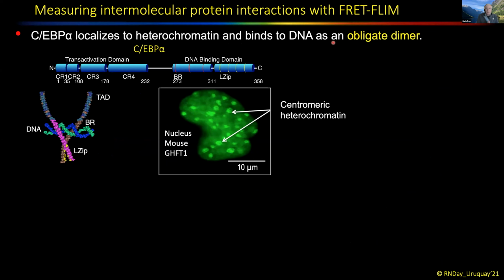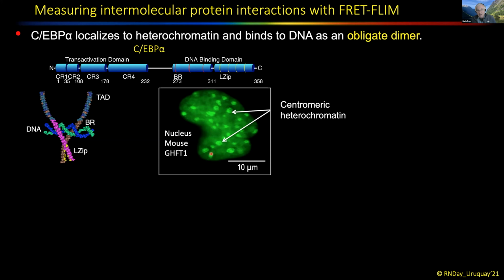And so, as I mentioned, we're interested in looking at protein interactions in the living cell nucleus. And so we are interested in a transcription factor called the CCAAT enhancer binding protein alpha. And this is an unusual transcription factor. It was cloned in 1989 by Steve McKnight's group and was recognized that it binds to heterochromatin, which is an unusual behavior for a transcription factor that's important for turning on genes during differentiation.